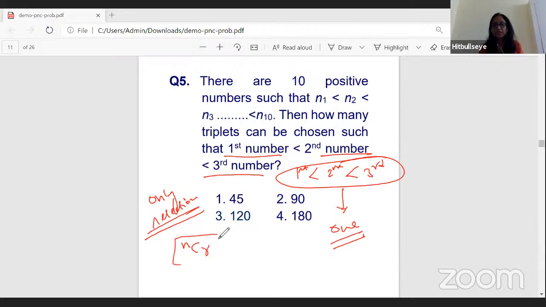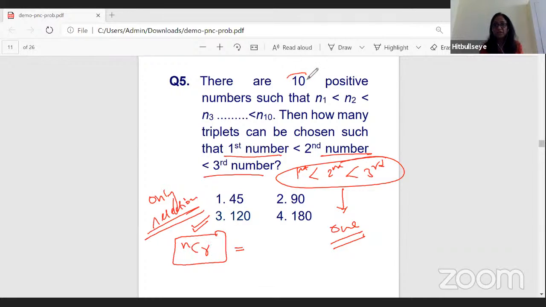So I asked in the beginning, are you aware of the basic formulas? This is the basic formula for selection. But by that time, only a few students had logged in. So I hope all those who logged in late, are you clear with this formula NCR? Is there anyone who doesn't know how to use this formula and when to use this formula? So NCR means N is the number which is total available to me. R is the number that I am selecting out of it.